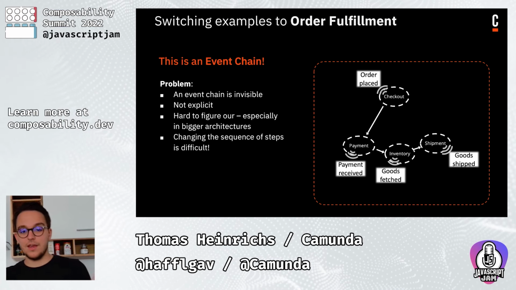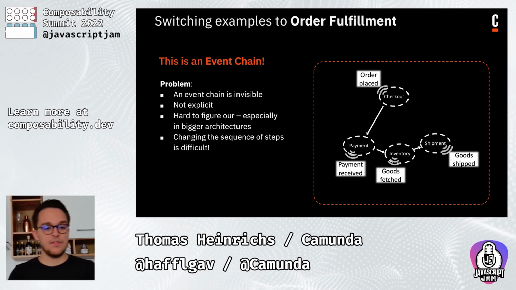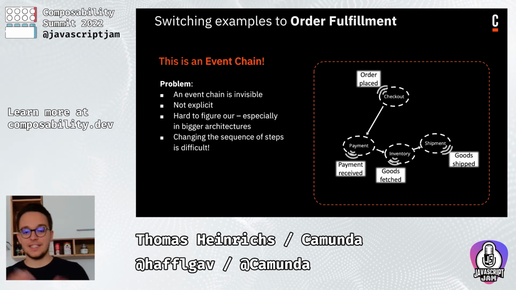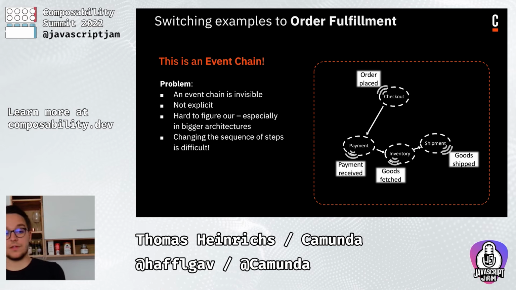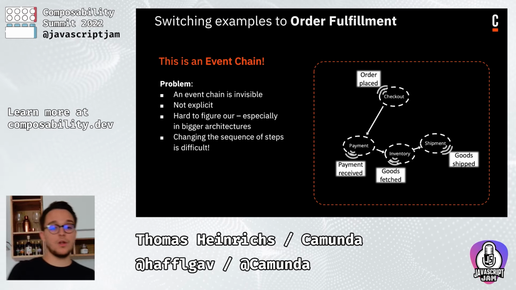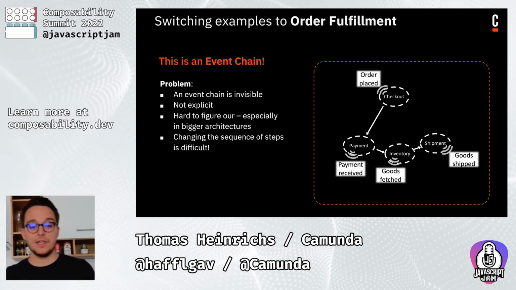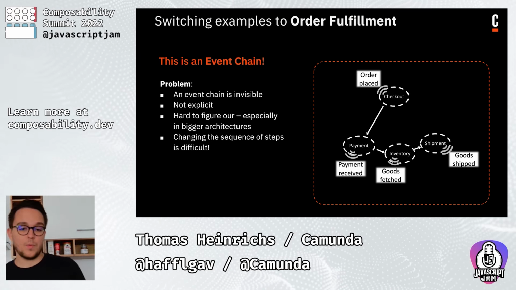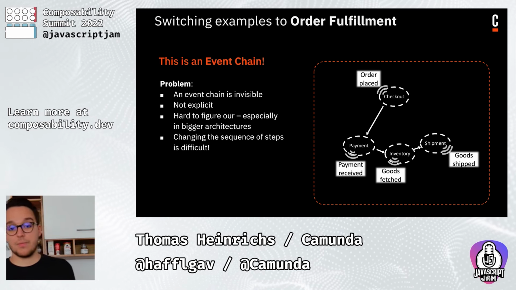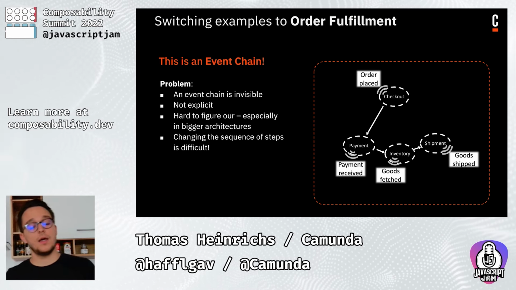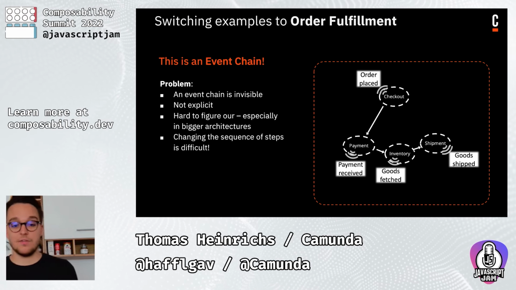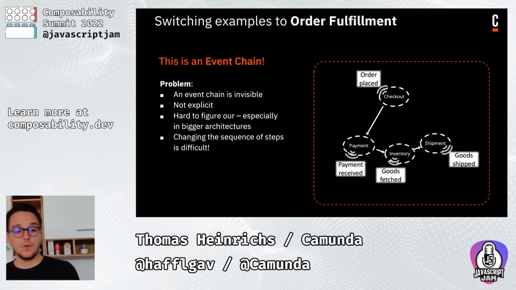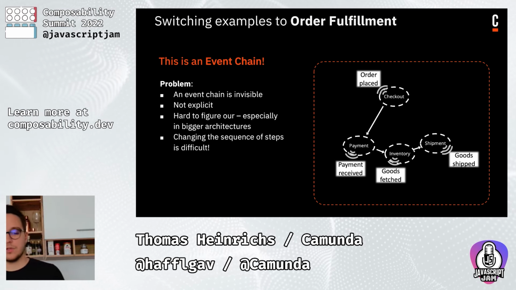You don't know the kind of dependencies you do have there. And changing a sequence of a step in that scenario is pretty difficult. So imagine you do want to add a new microservice between checkout and payment in order to perform some kind of age check. We are, for instance, selling some alcoholic beverages next to our pizza. So we need to perform some kind of age check after the person has checked out. That means we would need to add a new microservice.